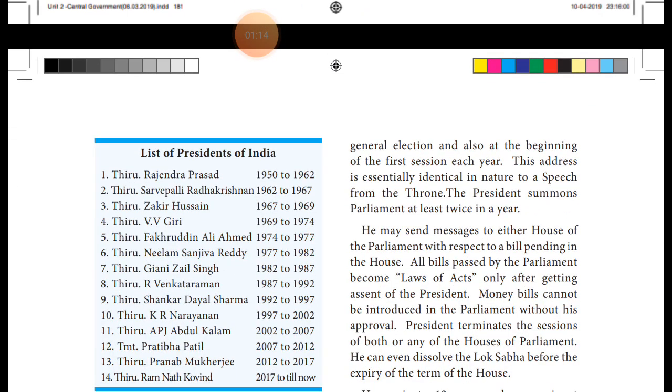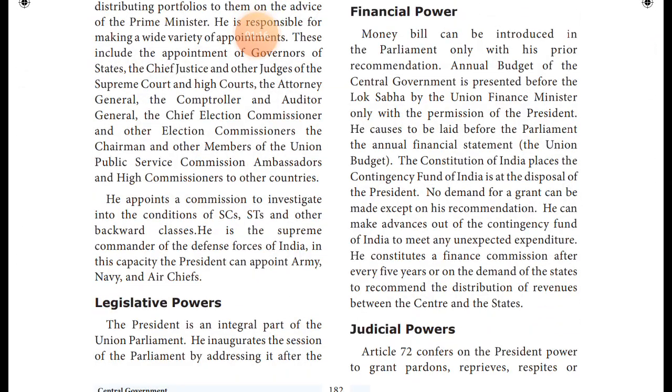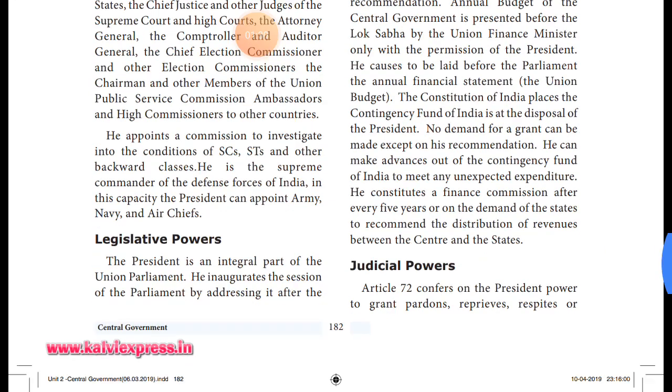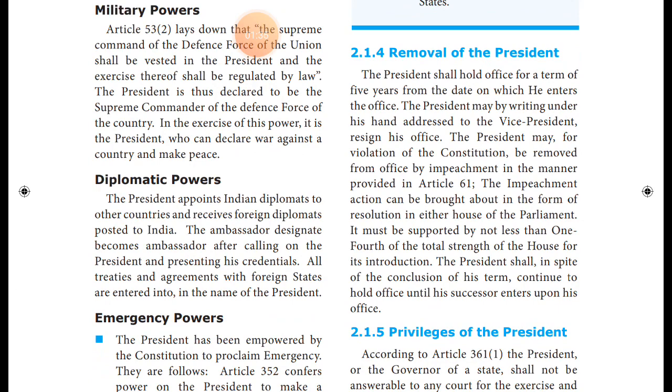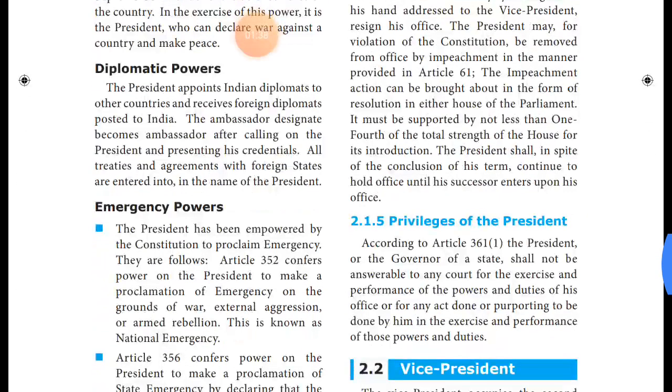First one, executive powers. Second one, legislative power. Third one, financial power. Financial means, you know, the money bill. The money bill can be introduced in the Lok Sabha only with the recommendation of the President. That is very, very important. Then judicial power, you know that. The next powers, military power and diplomatic powers. Then emergency power. Emergency means, do you know three important emergencies: national emergency, state emergency, then financial emergency. These are the powers and functions of the President.